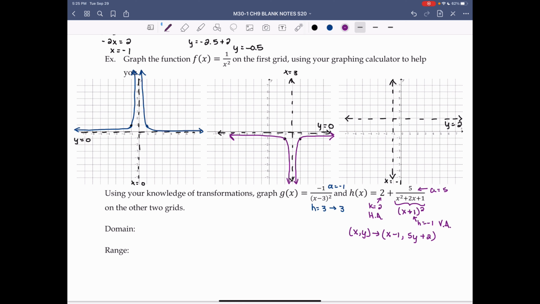If we plug in the point 1, 1, we get 1 minus 1, and then 5 times 1 plus 2, which gives us 0 and 7. Plot that point on there. And the next one, -1, 1. We get -1 minus 1, and 5 times 1 plus 2, which gives us -2 and 7.